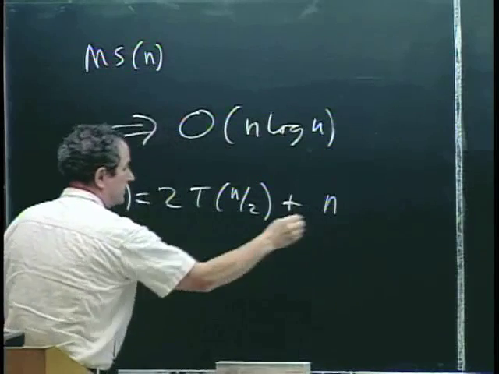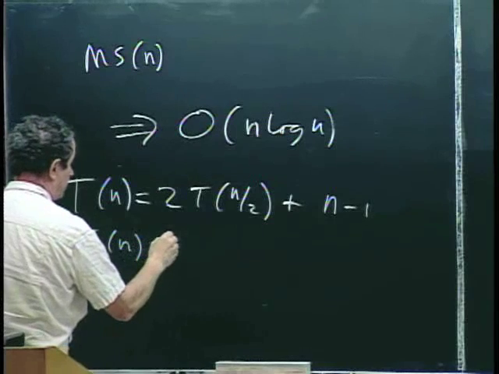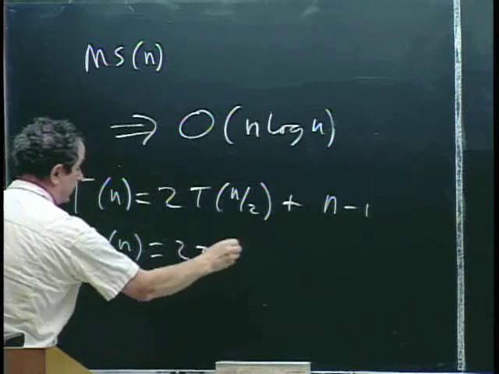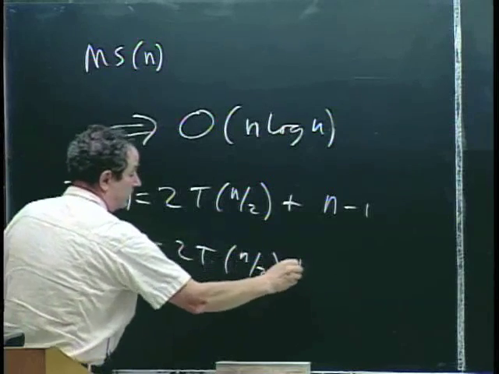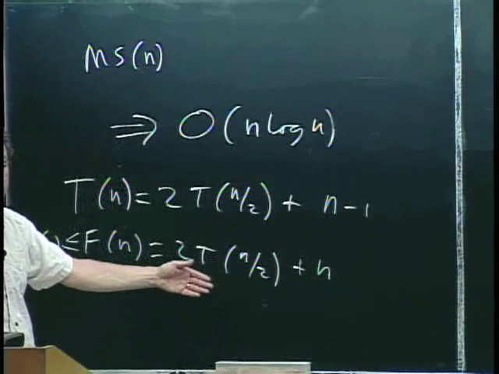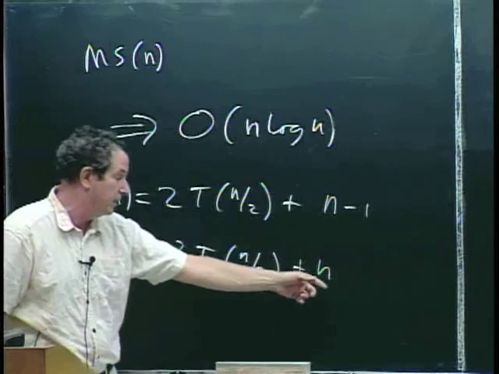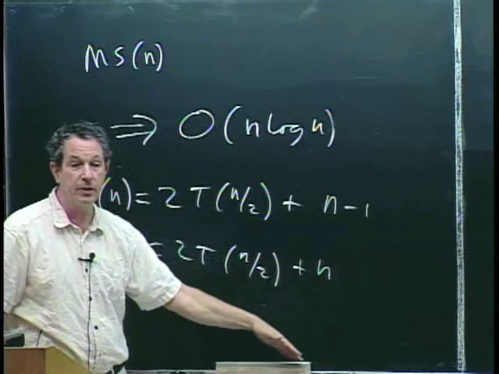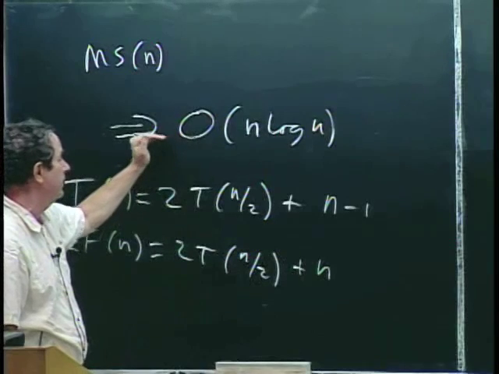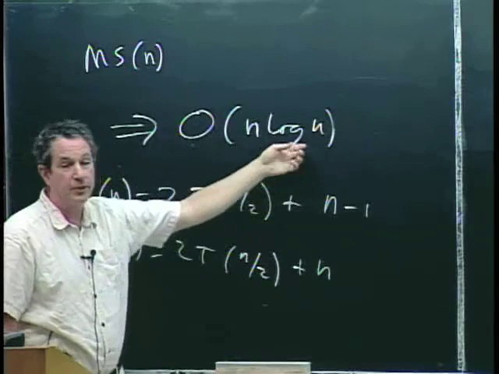Well, actually, it was n minus 1. And then we said T of n is less than or equal to f of n, which is 2T of n over 2 plus n. And then we drew out a recurrence tree for this recurrence relation and saw that every level of that recurrence tree left behind an n. And the number of levels of that recurrence tree was log base 2 of n. And that's what ultimately gave us the total running time bounded by the function n log n.